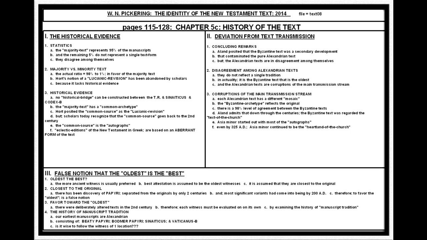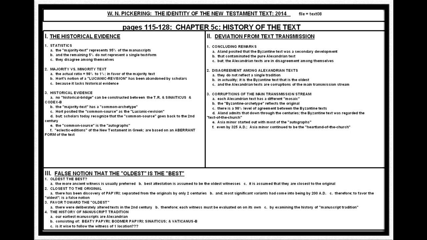Under the historical evidence and under statistics, the majority text represents 95% of the manuscripts, and the remaining 5% do not represent any single text form. They disagree among themselves. Therefore, majority versus minority text. The actual ratio is more like 98% to 1% in favor of the majority text. Hort's notion of a Lucianic revision has been abandoned by scholars today because it lacks any historical evidence.